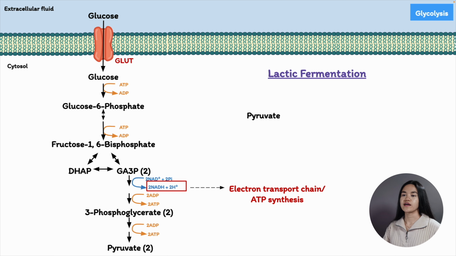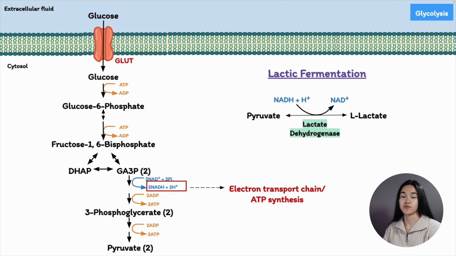So pyruvate is converted to lactate by the enzyme lactate dehydrogenase. Remember, when you hear dehydrogenase, NAD+ is involved. We're producing NAD+, and there's going to be no net change in the number of NAD+ and NADH because 2 pyruvate molecules are reduced to 2 lactate molecules. And going back to glyceraldehyde 3-phosphate, right here, it turns 2 molecules of NAD+ into 2 molecules of NADH. So the concentration of NAD+ and NADH remains unchanged.